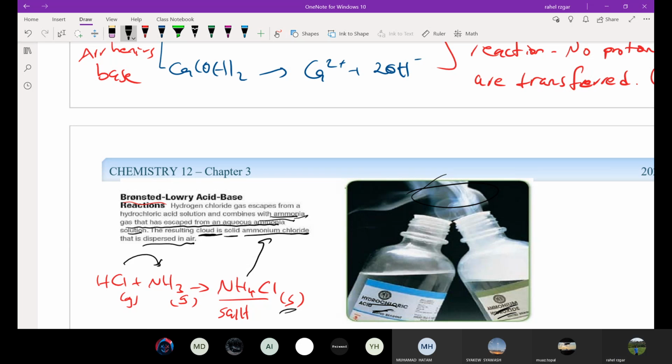Chapter 1: what is dispersed in air? Spread in air. What is that? Is it a solution? What is it? So it's actually a colloid. A solid particle, solid dispersed in air, solid dispersed in gas. It's a colloid.